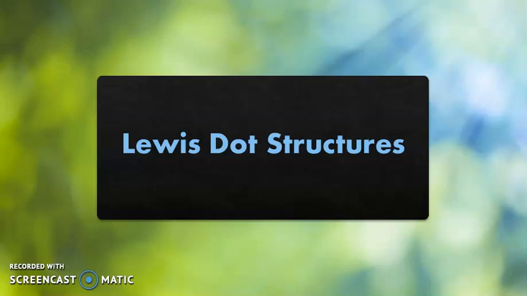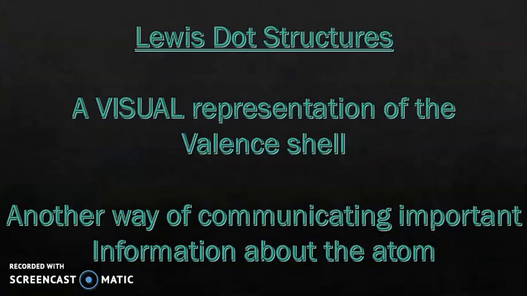So I'd like to teach you about something called Lewis dot structures. Now, Lewis dot structures are luckily pretty simple to understand because they themselves are simplifications. Lewis dot structures are a visual representation of only the valence shell. I think you've seen at this point that despite having a very large electron configuration for most elements, the most exciting things happen in the valence shell.